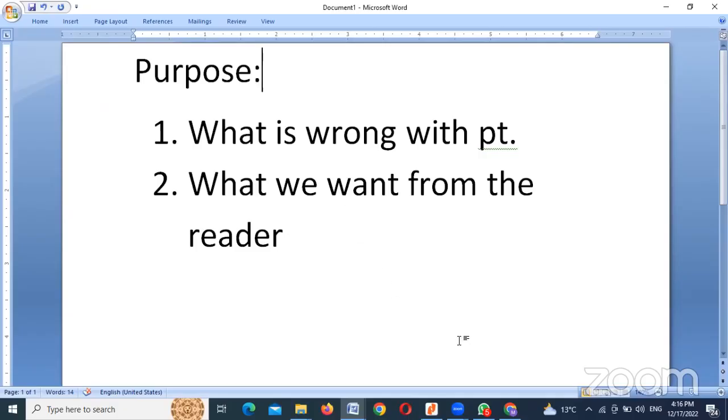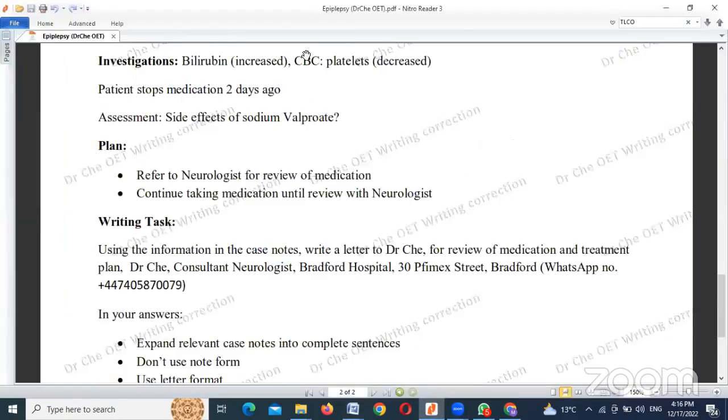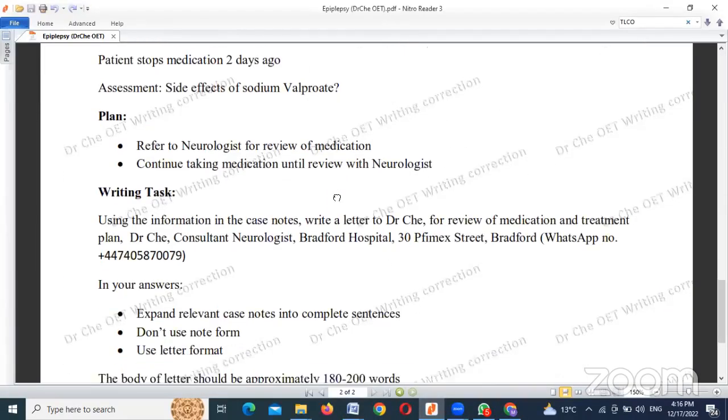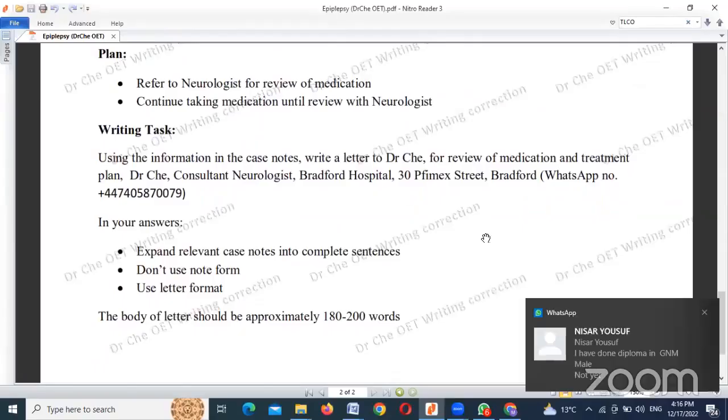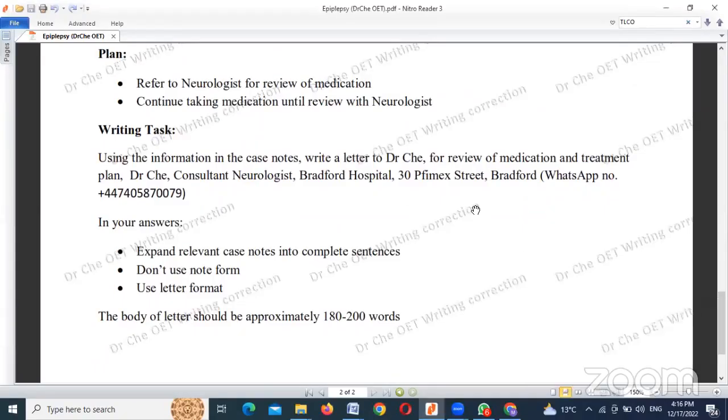Okay, so can anybody tell me, from the part that you can see, what you think we need from the reader to do for this patient? What we need from the reader to do for this patient?